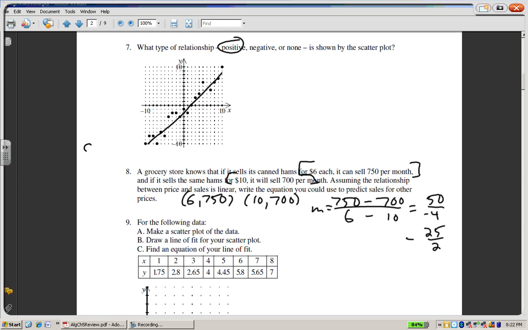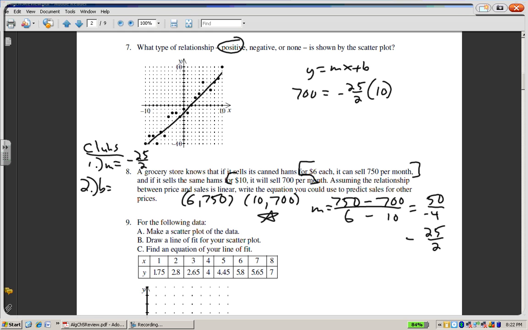Now, if you look at our clues, first of all, m equals negative 25 halves. B, well, we're not sure what B is. So we're going to pick one of these two. Looks like this one's probably easier to work with, so I'll use that one. We've got the zeros at the end. Just looks a little easier to work. So we're going to pick one of these, and we're going to plug into y equals mx plus b. Y is 700 equals m, which is negative 25 halves, x, which is 10, plus b.